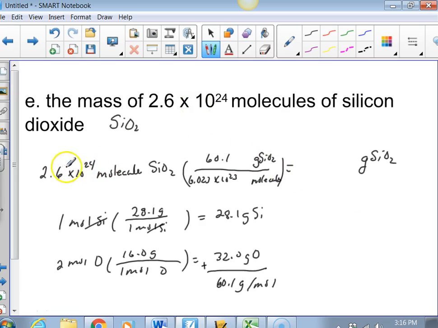And we multiply 2.6 times 10 to the 24th by 60.1, then divide that answer by Avogadro's number, and we get 259.4 grams of SiO2.